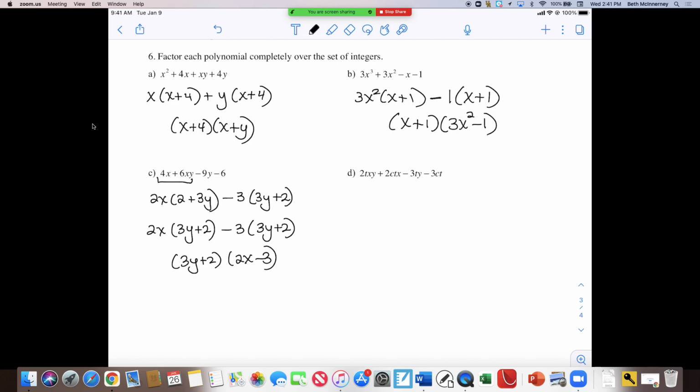All right, letter D. Guess what? There is a GCF across all 4. Step 1 is always, always, always pull out the GCF if you have one initially. So I'm going to factor out the t and get 2xy plus 2cx minus 3y minus 3c. Step 1 is always pull out the GCF.